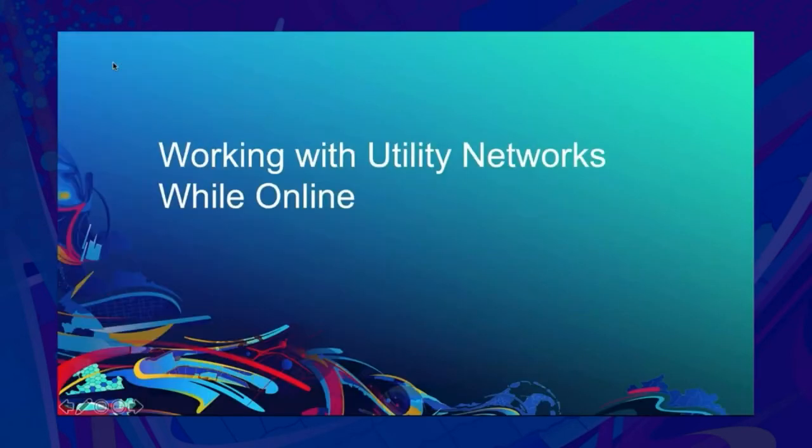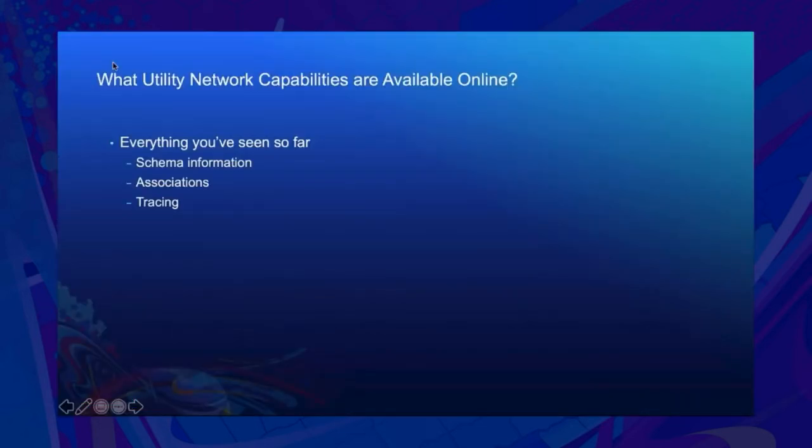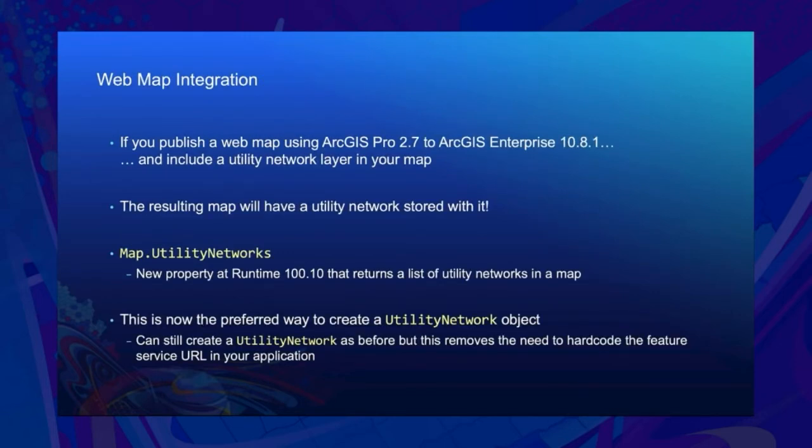All right. Now that we've talked about the concepts, let's talk about what functionality is available with online versus offline. So the short answer for online is everything you've seen so far. All the scheme information, all the associations, all the tracing, it's all there. That's great. But there's actually more to it than that. We also have web map integration and branch versioning support. So let's go into some details about that.